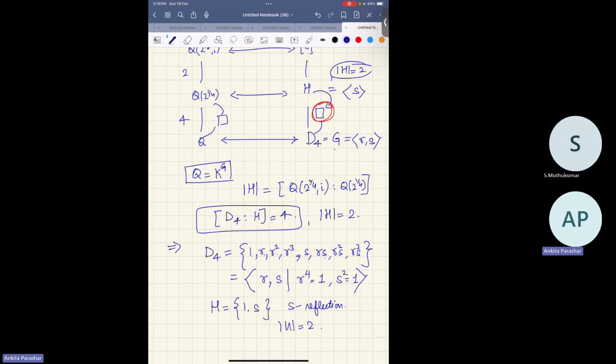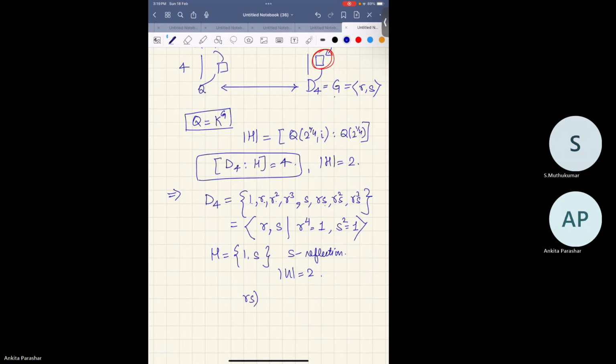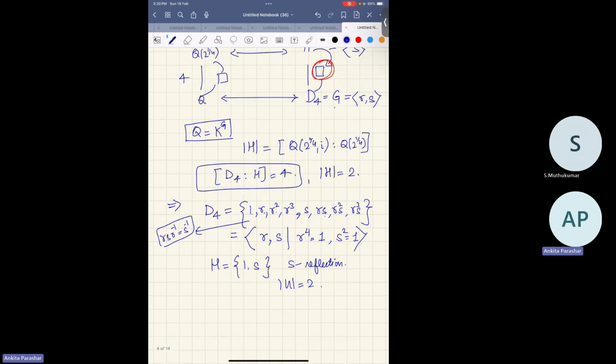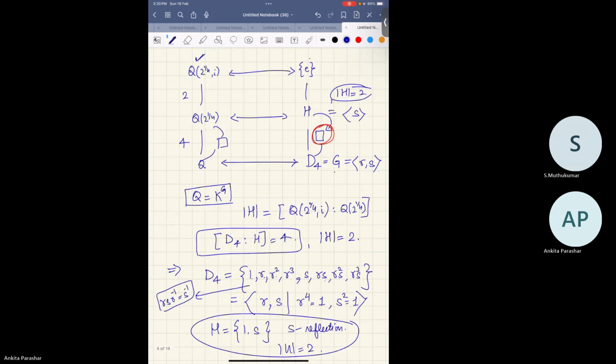However, if you look at other elements, let's say RS, the order of RS will not be 2, right? If you look, you will see that the order will not be 2, because there is one more way to see it: RS, R inverse is S inverse. So use such criteria to say the order 2 subgroup will be this.